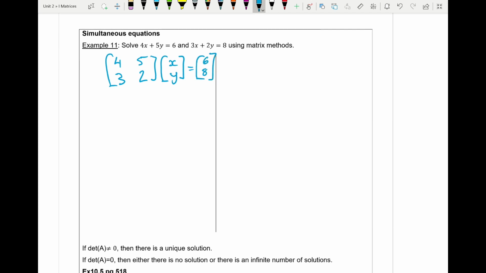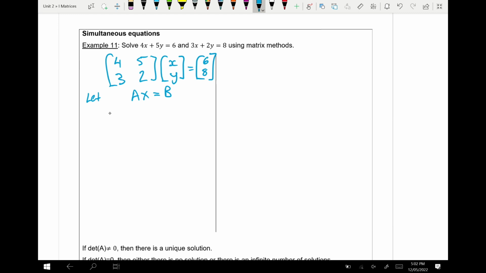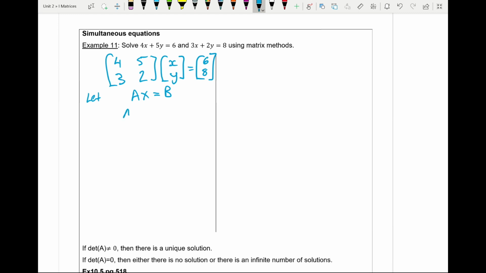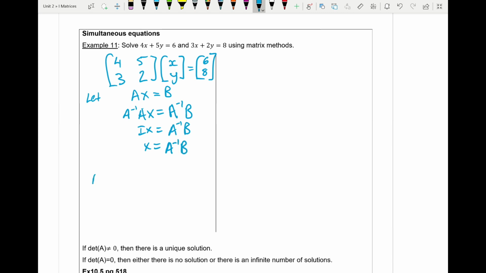So what we can do is let this equal AX is equal to B. So let A equal this matrix, let X equal this matrix, let B equal this matrix, and we need to find X on its own. So we've got A inverse times A times X is equal to A inverse times B. So we get IX is equal to A inverse times B, which means X is equal to A inverse times B. So what is A inverse?